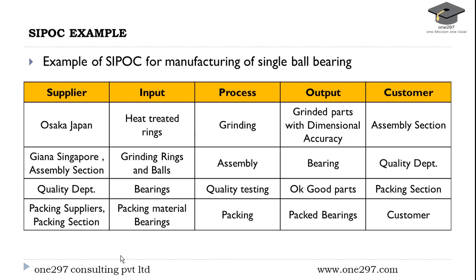What will be the input? That is packing material and bearing. Who will be the supplier? Packing section and packing suppliers. Output will be packed bearing and customer will be our final customer.